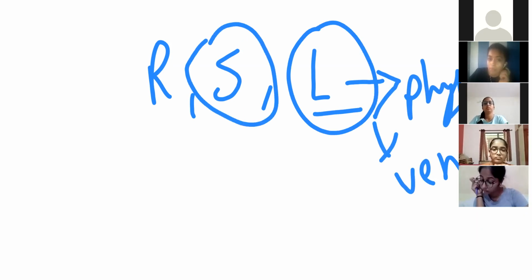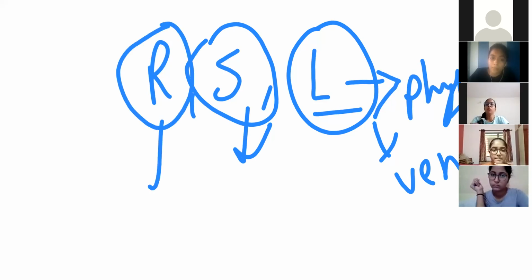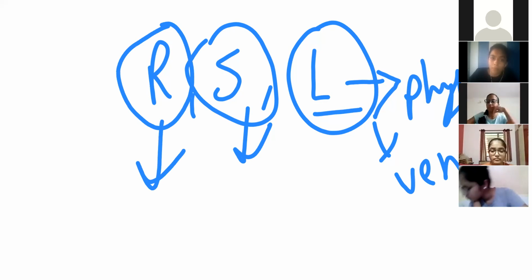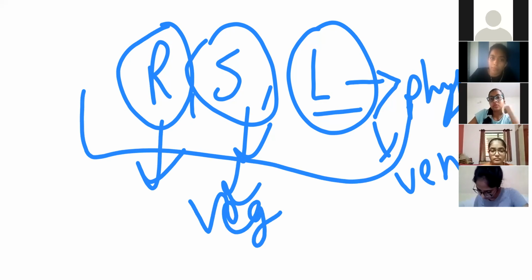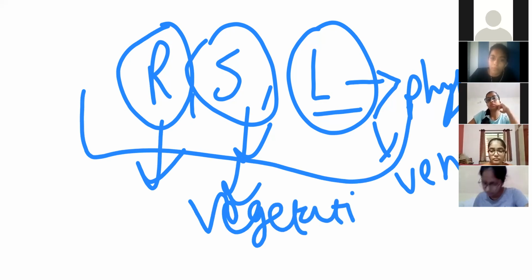Stem में erect है या branched or climber, what type? Root, what type of root system? Tap root, fibrous, which one? Right? So this type of characters we call vegetative characters. Then next, that's the floral characters.